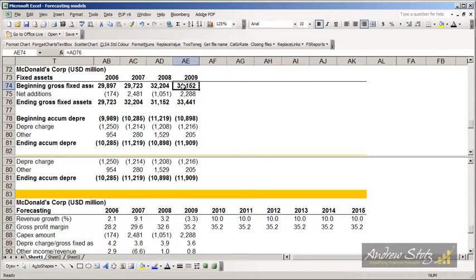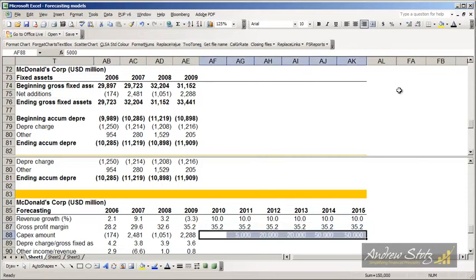And then we have some additions, so that's the beginning of 2009. In fact, it's the end of 2008. And then throughout the year, they invested another 2.288 billion in gross fixed assets, which brought their gross fixed assets to this amount. There are times that the company will sell assets or reduce the amount of assets on their balance sheet, which would be a negative. We call these net additions, usually CapEx. So the next thing we're going to have to do is forecast the CapEx.